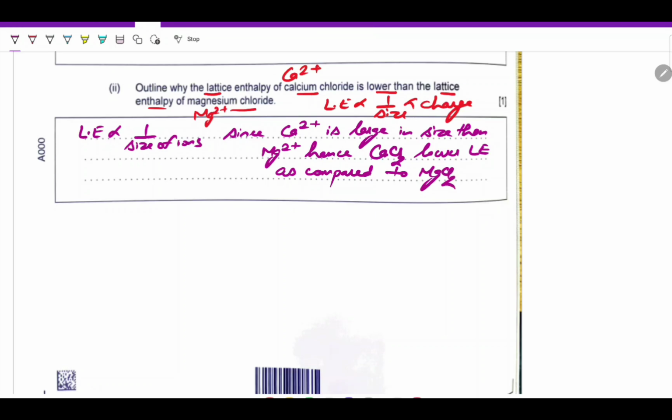That should be the answer, because lattice enthalpy is inversely proportional to size of ions, and since the charge is the same, there will be no effect of charge. Lattice enthalpy is directly proportional to charge, but there is no effect of charge because it is the same charge. What is affecting? Only size is affecting. Therefore that should be the answer.